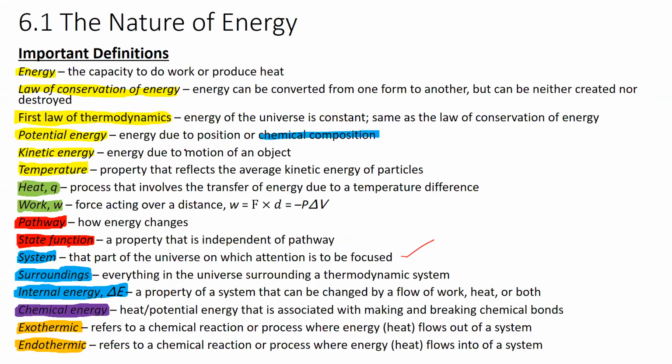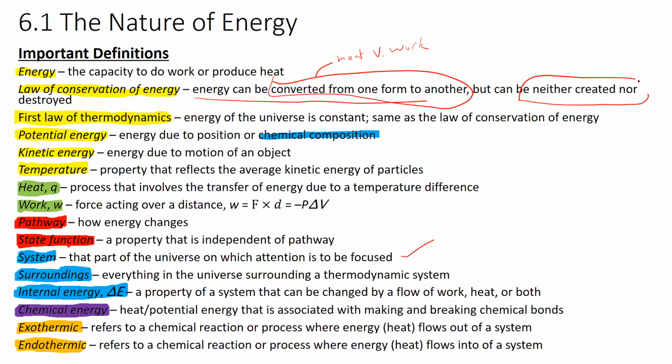If we look at the law of conservation of energy, energy can be converted from one form to another, but can be neither created nor destroyed. When we think about it being converted from one form to another, or moved, for example, we're talking in that case about heat versus work. But the idea of it not being created or destroyed, that's the total energy of everything.